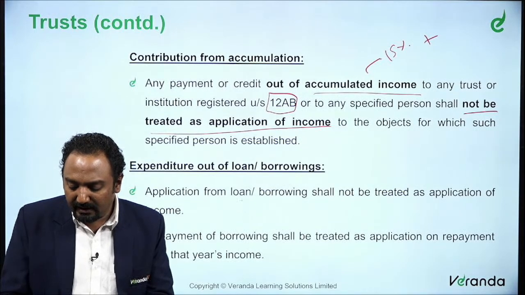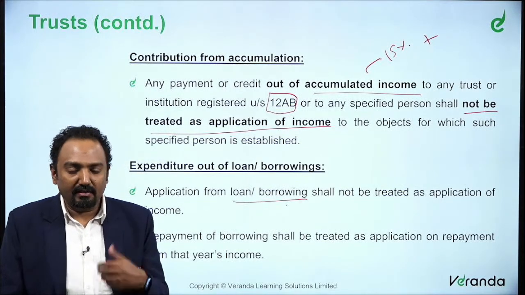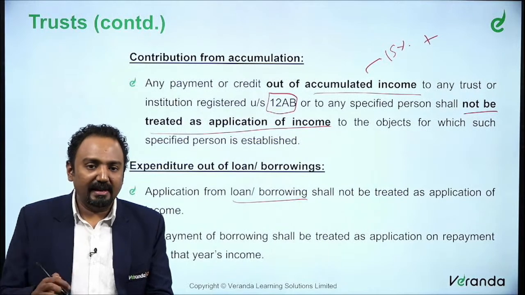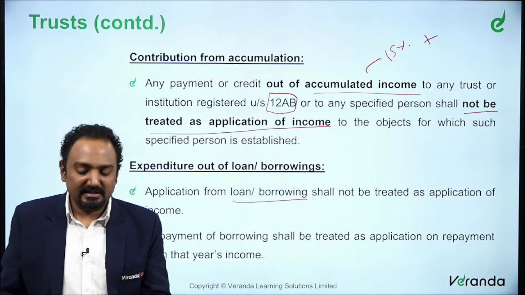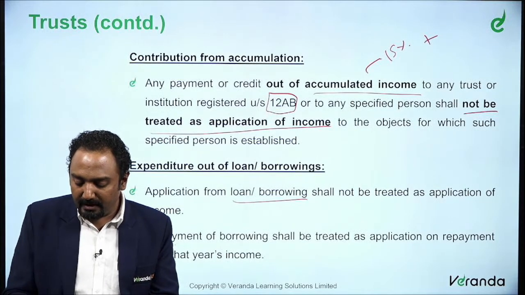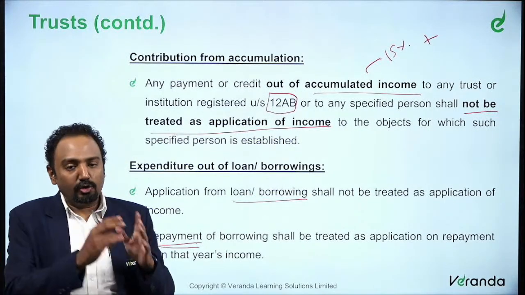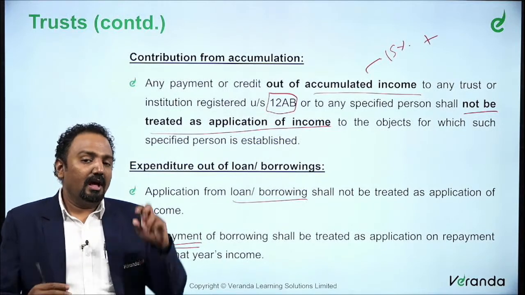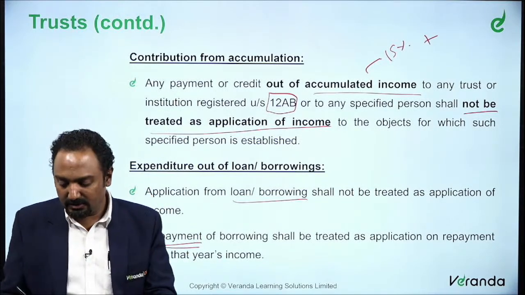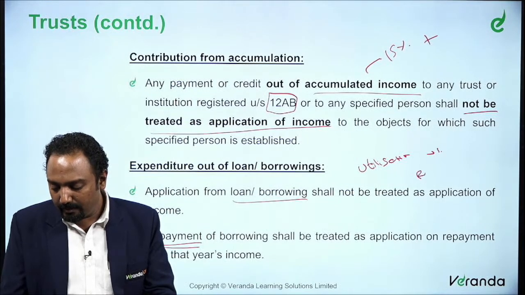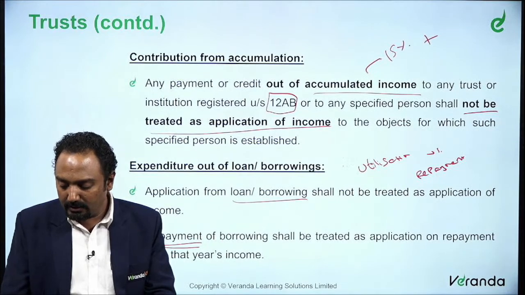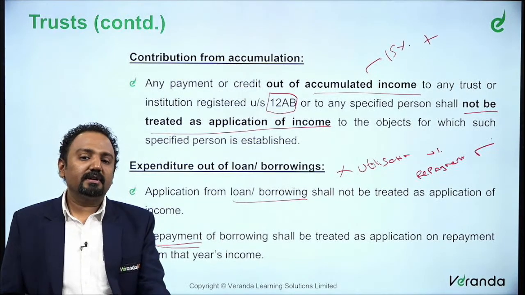Similarly, if you are taking any loan or borrowing, the application of the loan: you have got a loan, and from that you are applying, that is not considered as an application, but repayment is considered as an application. So utilization of such fund is not application, but repayment of such fund is application. Utilization versus repayment: utilization is not application, whereas repayment is application.